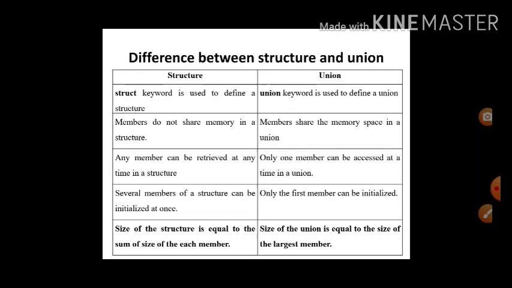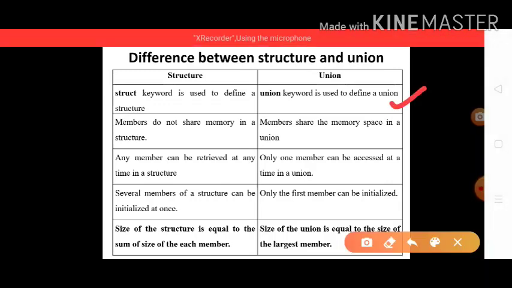Differences between structure and union. The first difference is, struct is the keyword we use to define a structure. Union is the keyword we use to define a union. Members do not share memory in a structure, but in a union, members share the memory. In a union, any member can be retrieved at any time. In a union, only one member can be accessed at a specific time.